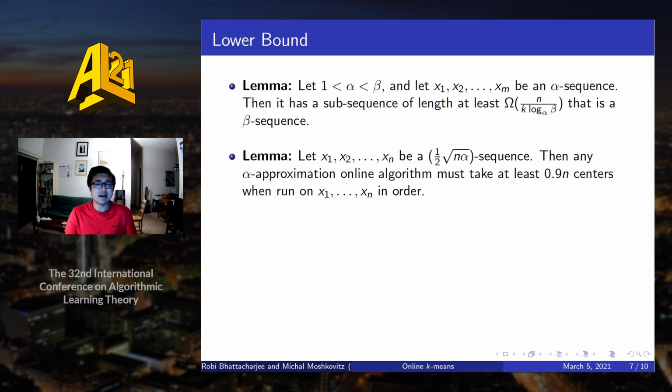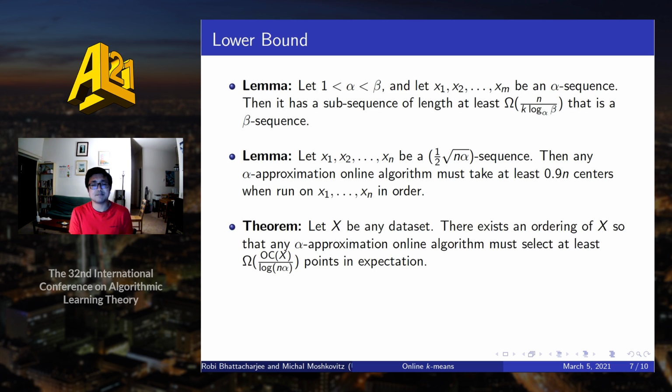The point, though, is that combining these 2 results, we see that for any data set, there exists an ordering where an alpha approximation online algorithm has to select at least omega of OC of x points. Basically, to see this, all you do is take the OC of x points that consist of that 2 sequence, then apply the first lemma to find a square root of alpha sequence and present those points in the beginning. And that is essentially what gives you this lower bound.